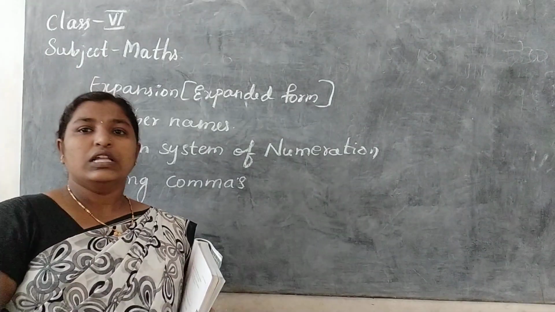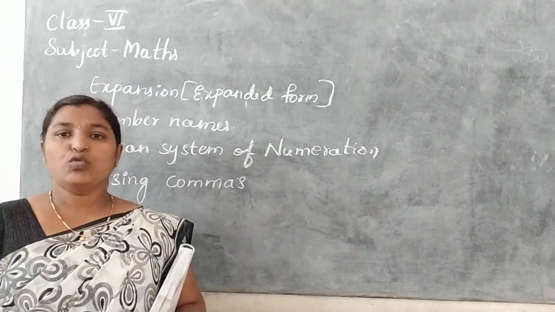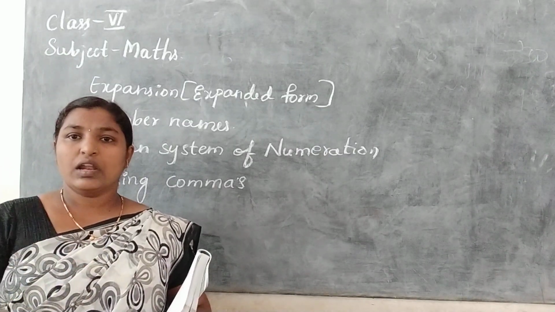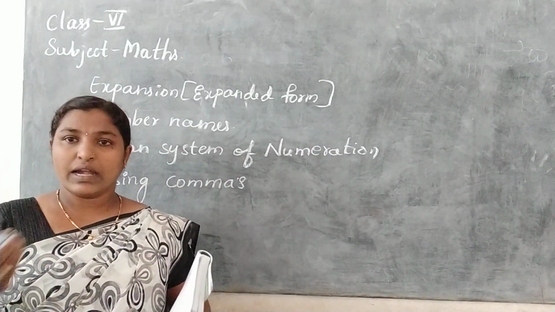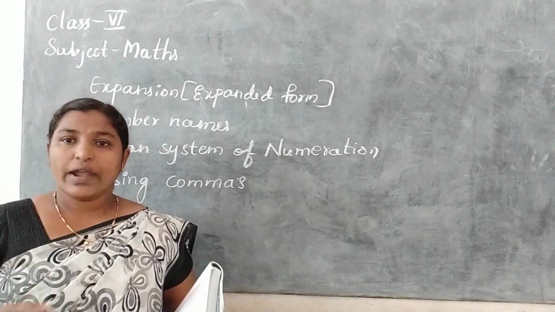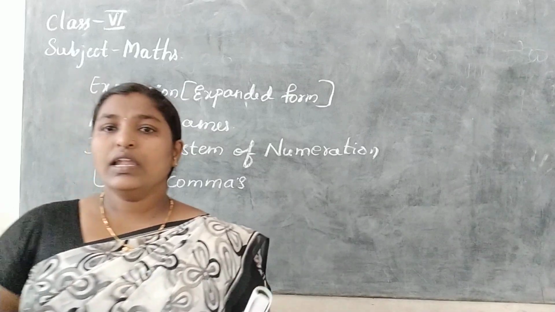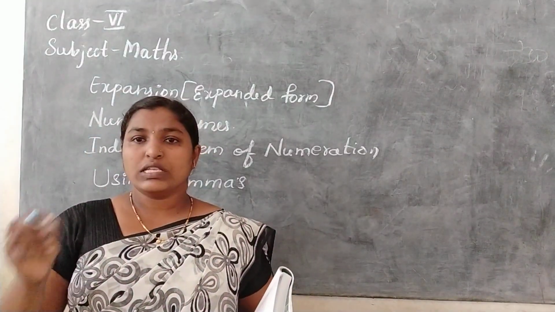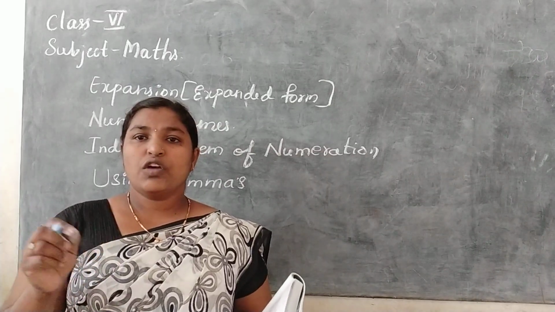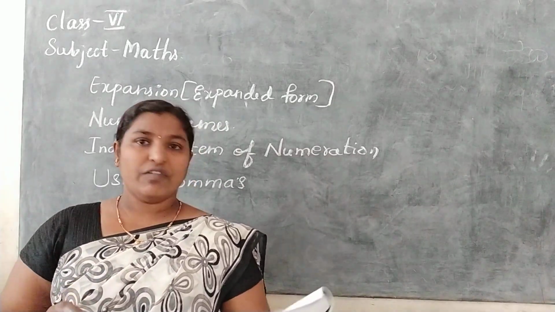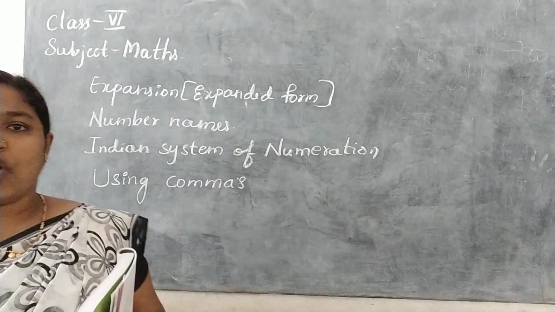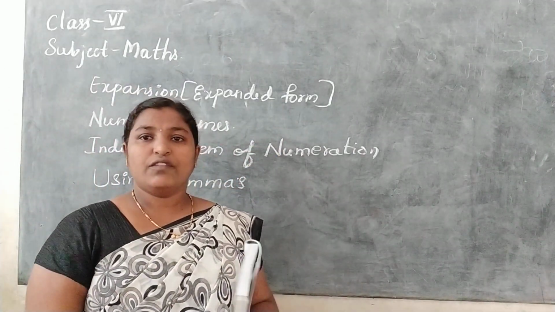First one is the expansion form: with the help of one large number, how we should expand it according to the place values, and how to write the number names, and how to use the commas, where we should write the commas, uses of comma. These all things we will learn in this class. First one is expansion form. How to do expanded form?